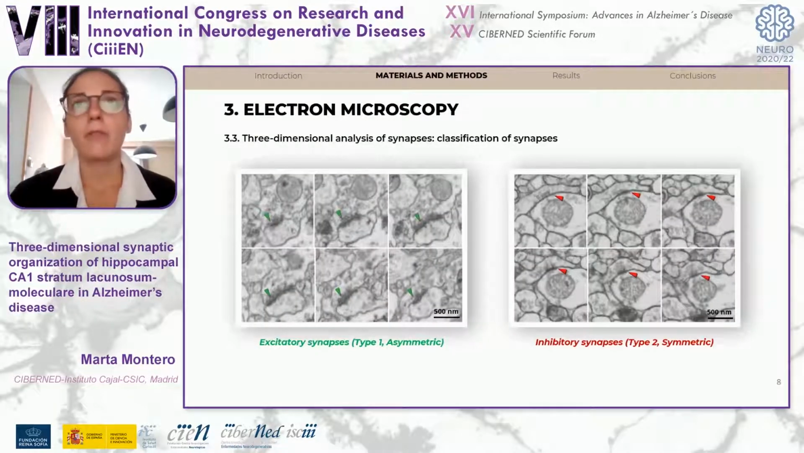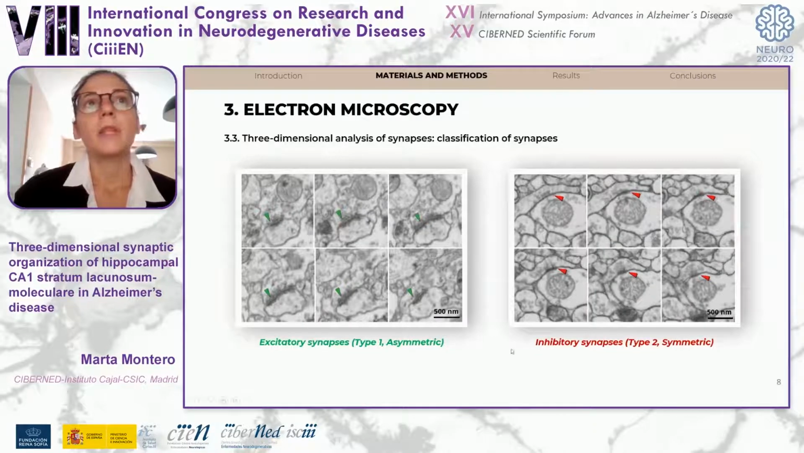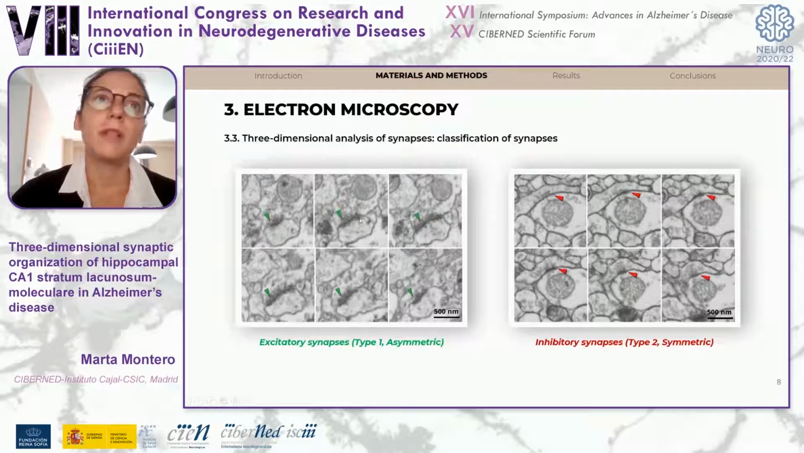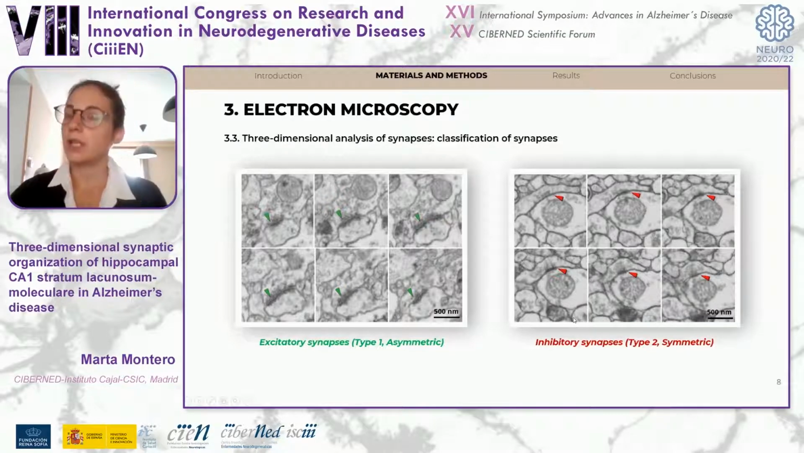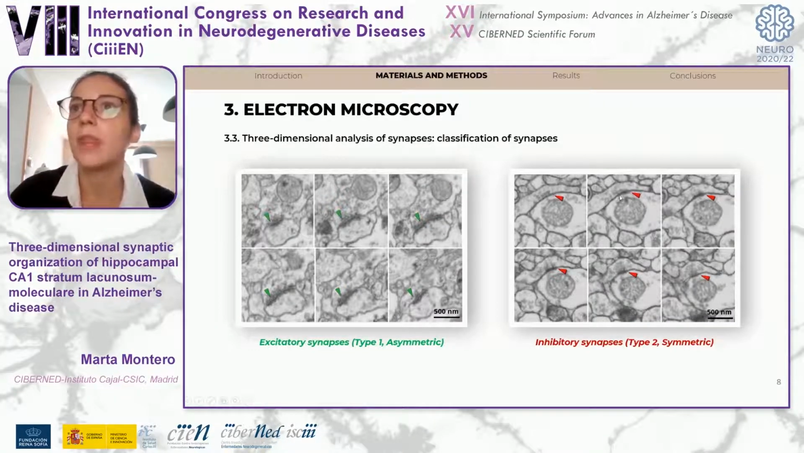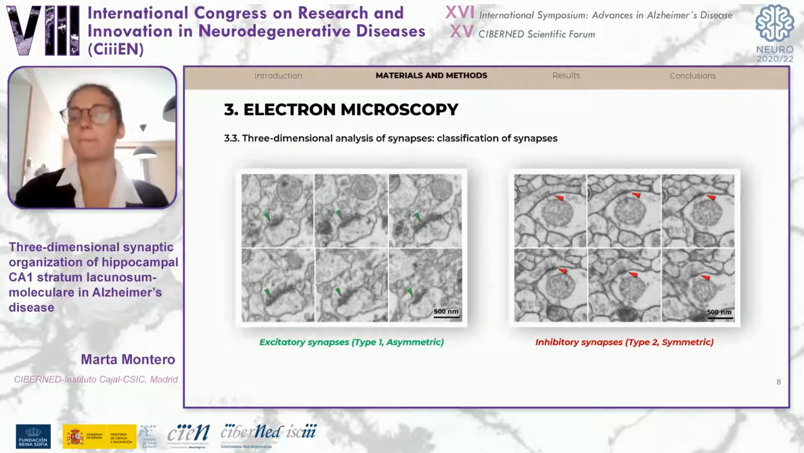Since synapses are fully reconstructed with the software, they can be classified attending to the thickness of the postsynaptic density into asymmetric or excitatory synapses when they have a thick postsynaptic density, or as symmetric or inhibitory synapses when they have a thin postsynaptic density.